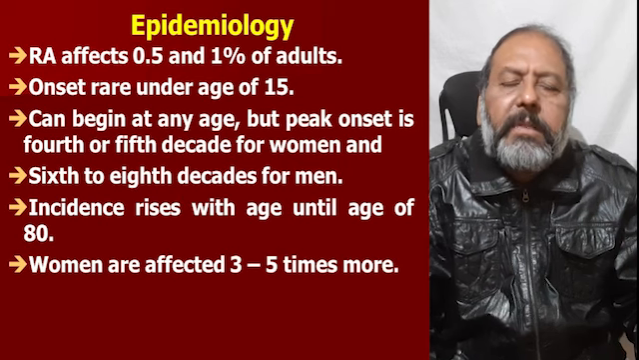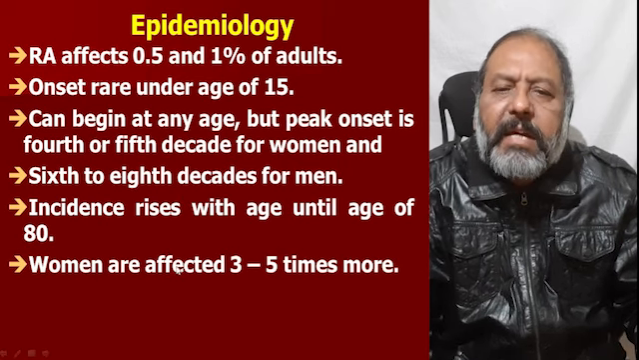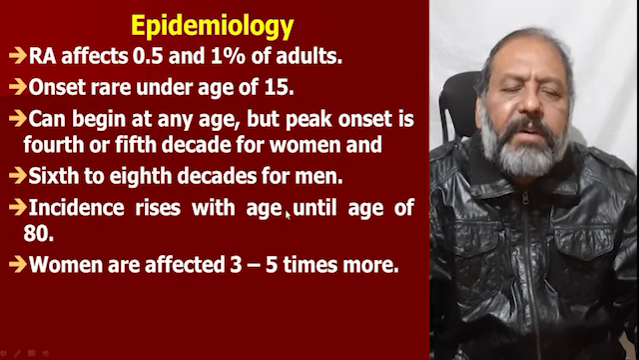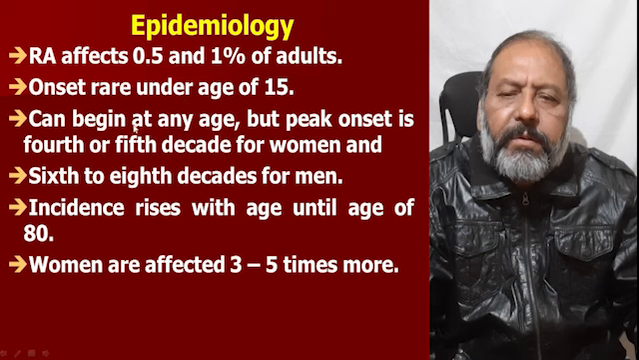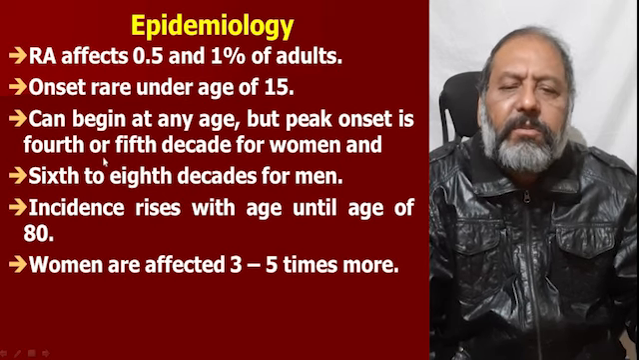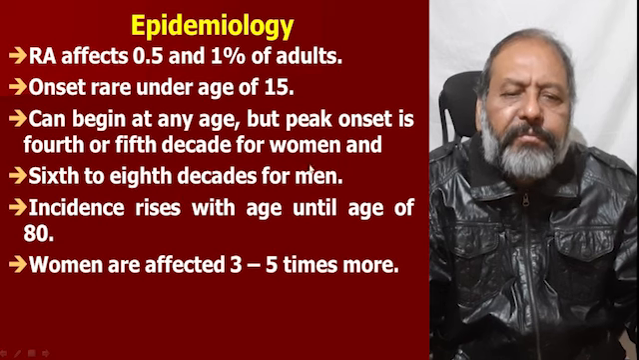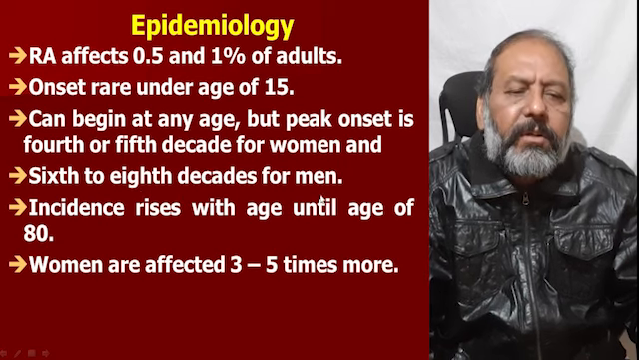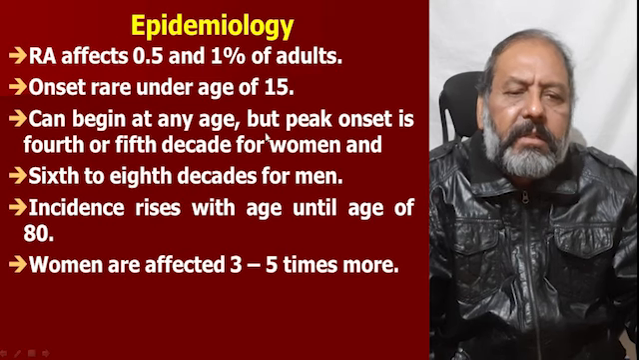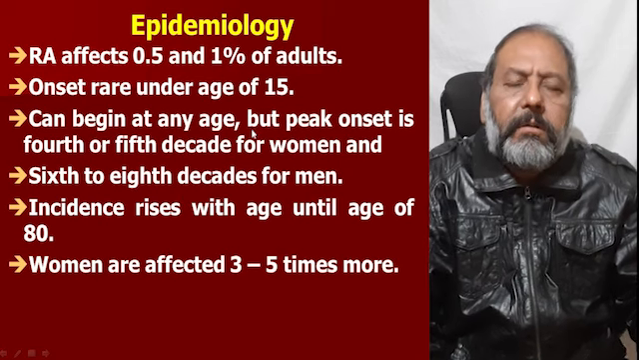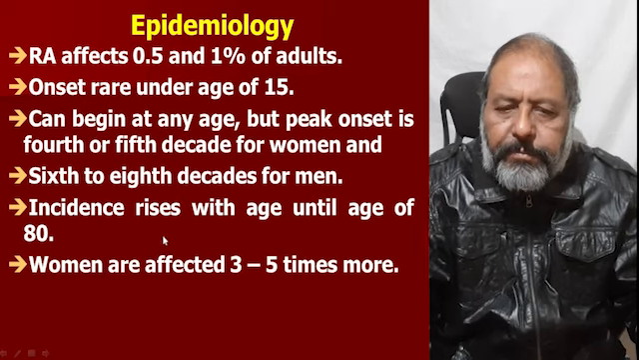Now, the epidemiology. Rheumatoid arthritis affects 0.5 to 1% of adults. Onset is rare under the age of 15 and it can begin at any age, but the peak onset is the 4th or 5th decade for women and the 6th to 8th decades for men. The earlier onset in women is because of menopause and the osteoporosis related to that.